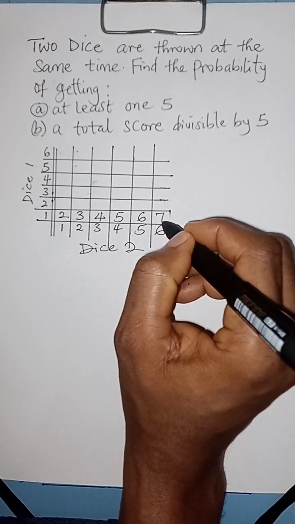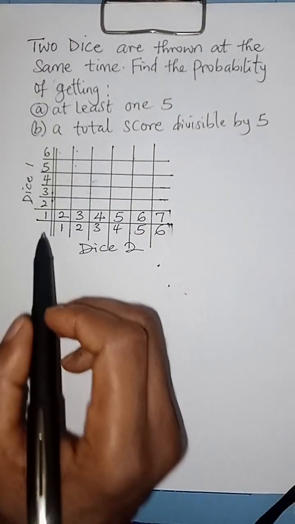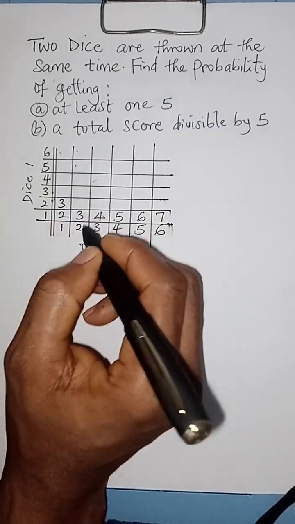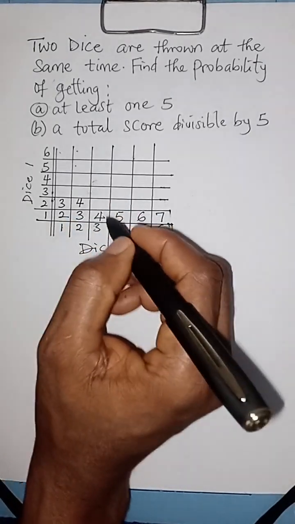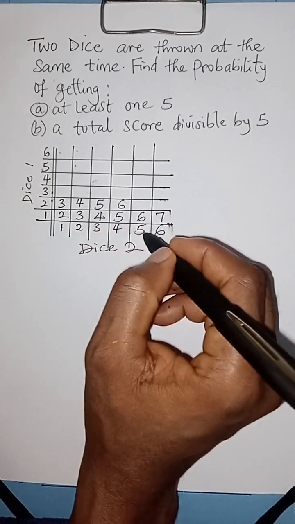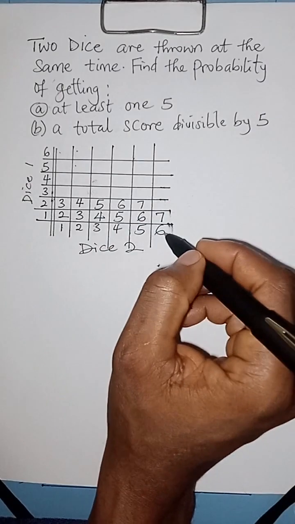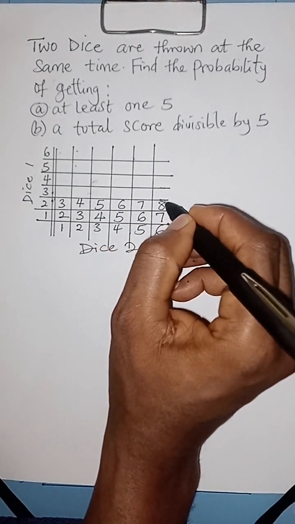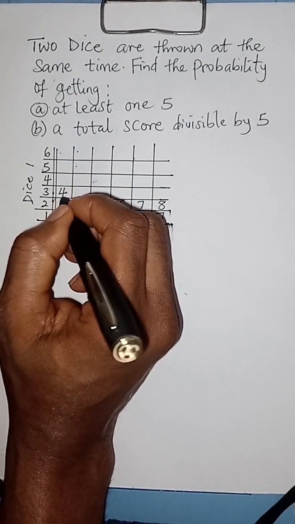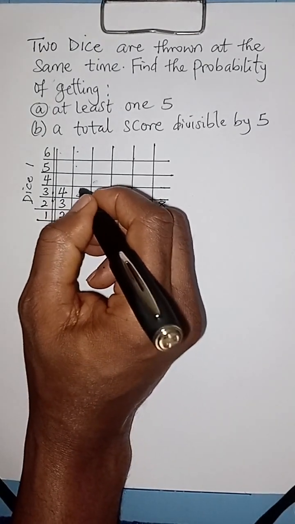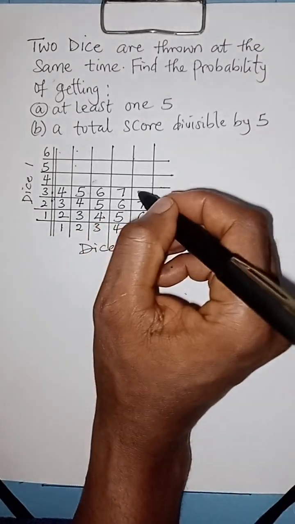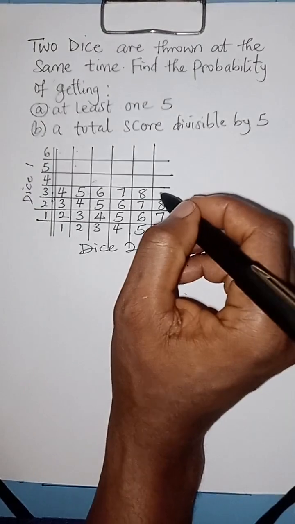But it doesn't matter where you start from. I decided to start from here because it is 1, 1. This is 1 plus 2, 3. 2 plus 2, 4, 3 plus 2, 5, 4 plus 2, 6, 5 plus 2, 7, and 6 plus 2, it's 8. And you go to 1 plus 3, it's 4, 2 plus 3, it's 5, 3 plus 3, 6, 4 plus 3, it's 7, 5 plus 3 is 8, 6 plus 3 is 9.